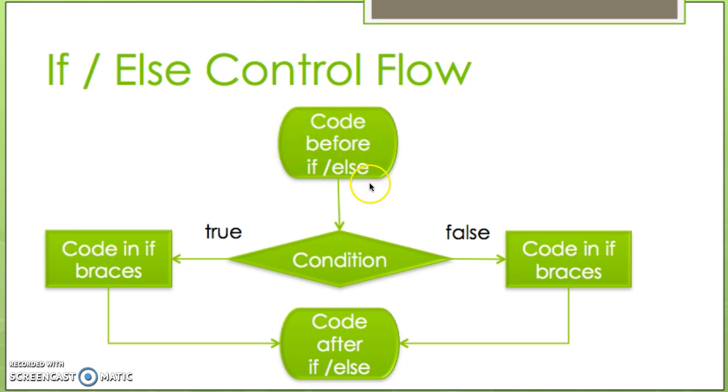If we look at if else, it's very similar. You have the code before again, you evaluate your condition. If it's true, you go ahead and execute the code in the braces. If the condition is false, we're going to execute the code in the else braces. So we either execute the code in the first set of braces or in the second set, and after that we'll continue executing code after the entire statement.